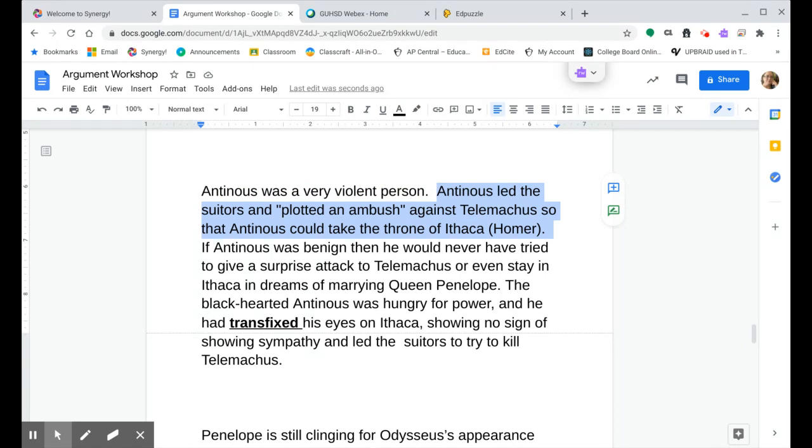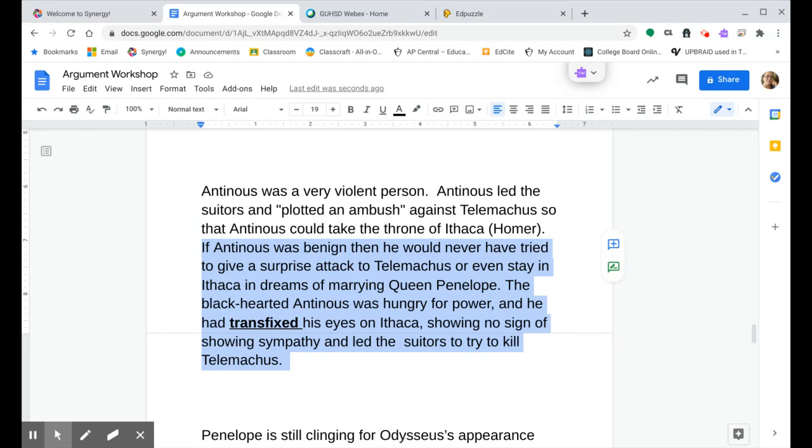Excelling, correct, or wrong? That's correct. I don't see a lot of quote fragments. There is certainly more to show violence than just plotted an ambush. So I would like a little bit more richness there, but it is absolutely correct. Commentary. Excelling, correct, or wrong?